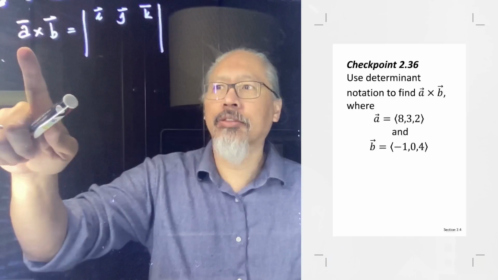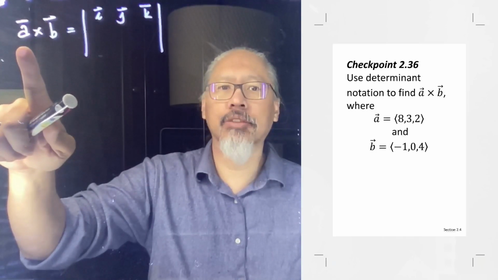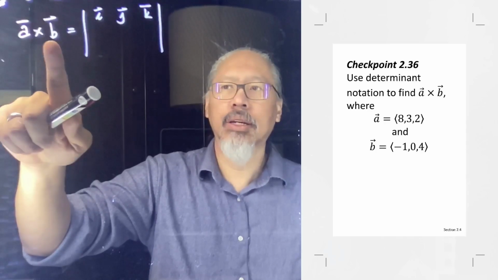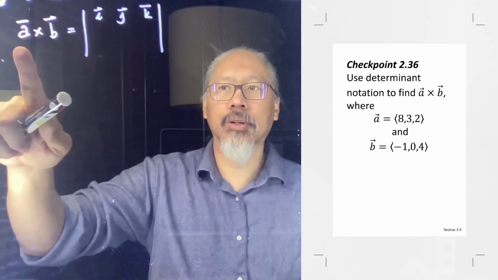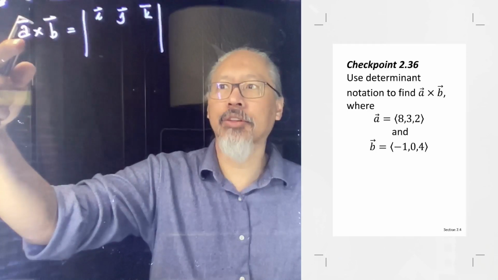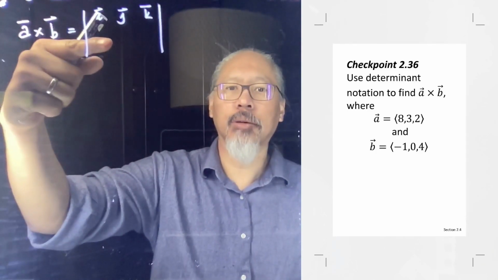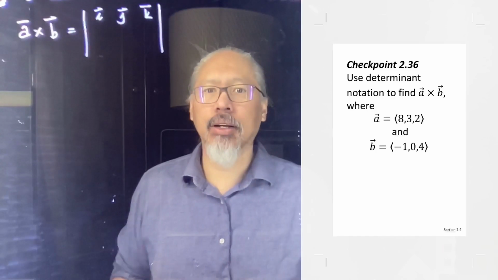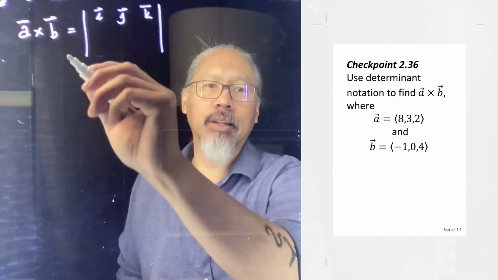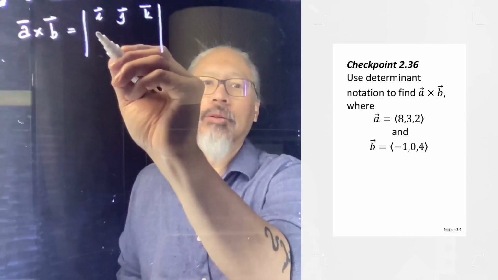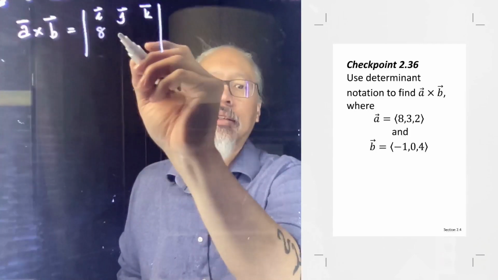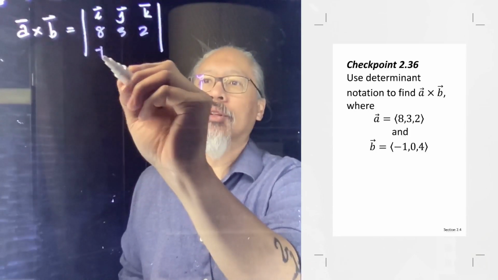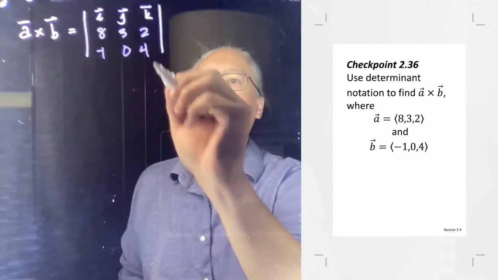The second row will be the first vector A, and the third row will be the second vector B. Now, it's important that we put the first vector in the second row, because if we switch the order, it's going to give us a different value. We saw one of the properties for the cross product is that it's anti-commutative. So we'll put the A vector here. That would be 8, 3, and 2. And the B vector is -1, 0, and 4.